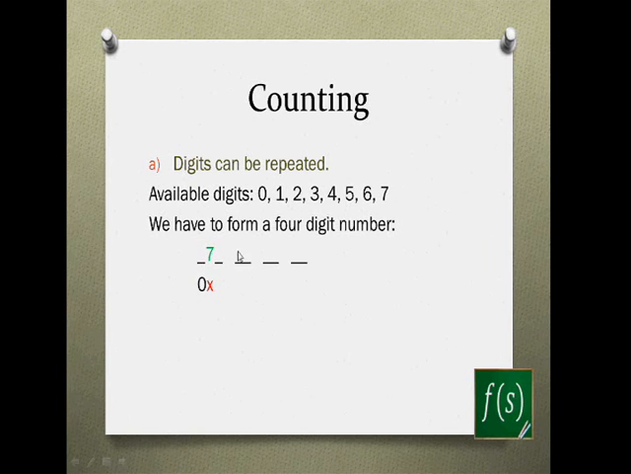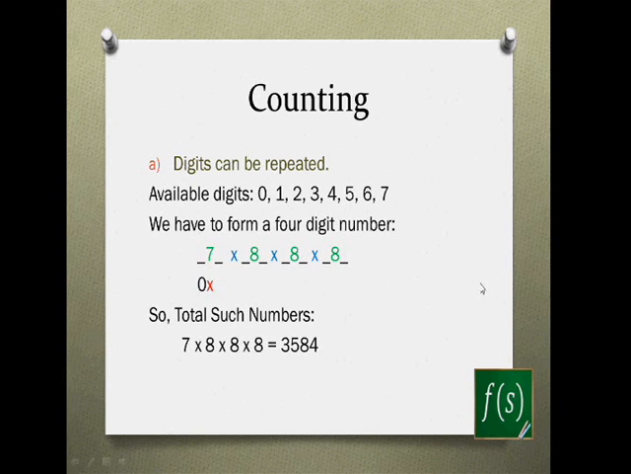Does this hundreds place have any constraint? No. You can use any digit from 0 to 7 at this place. So you can use all the 8 digits at this place. And similarly, for the rest of the 2 places also, you do not have any constraint. You can use any digit from 0 to 7 at these places. So from 0 to 7 you have 8 digits. You can use any of the 8 digits at these places. You multiply these numbers and 3584 is your final answer.